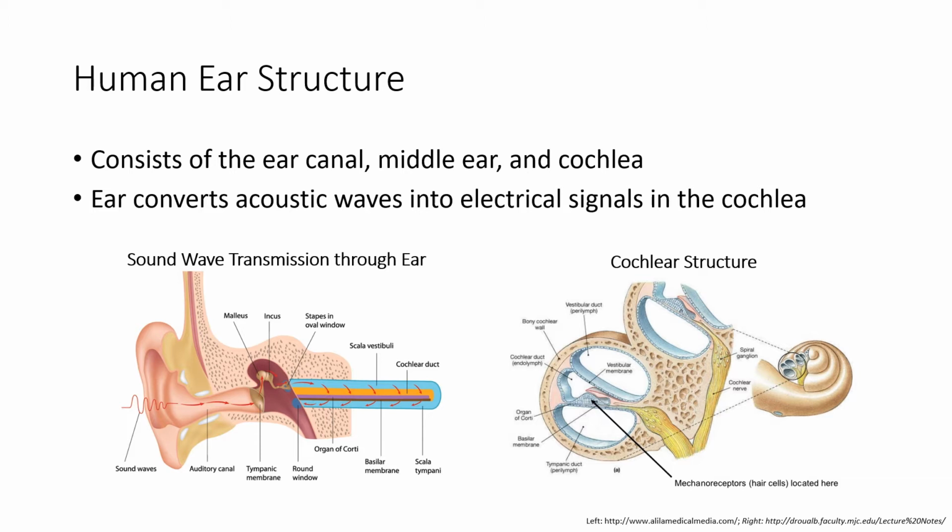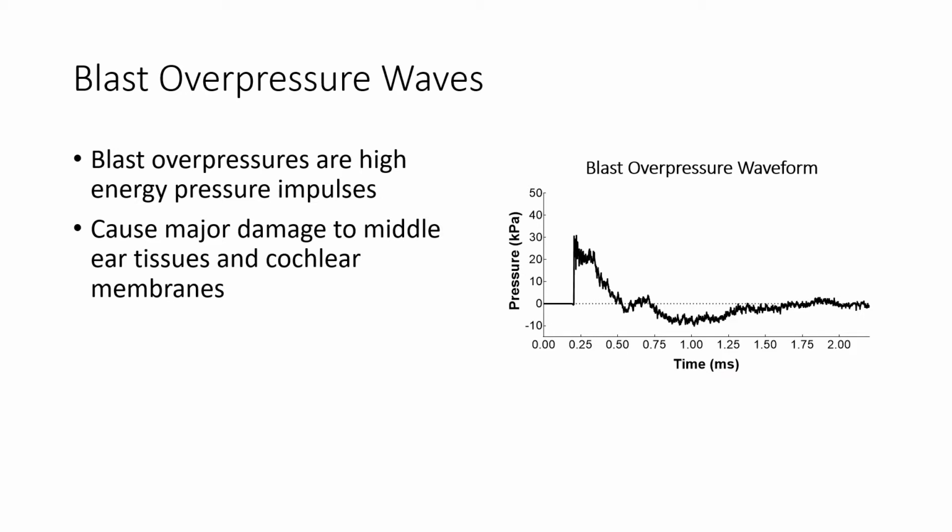Hair cells in the basilar membrane are very sensitive to the displacements of the membrane and are responsible for converting these mechanical vibrations into electrical signals sent to the brain through the cochlear nerve. The sensitivity of the ear to pressure fluctuations means that rapid, high increases in pressure, like blast overpressures, cause major displacements of middle ear and cochlear structures.